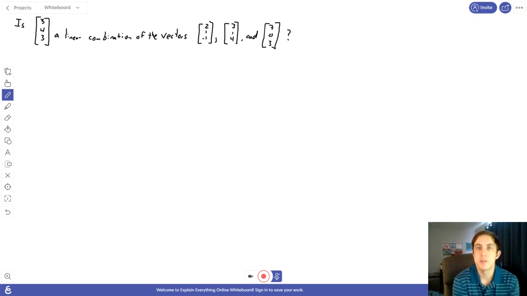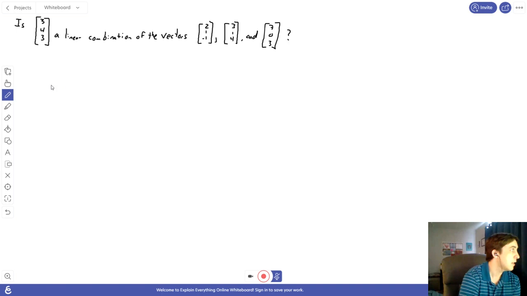In this video, we're going to see how to determine if a given vector is a linear combination of some other vectors. So here I've written down a question: is the vector (3, 4, 3) a linear combination of these other three vectors? Our first step is to unpack this definition of what it means to be a linear combination.